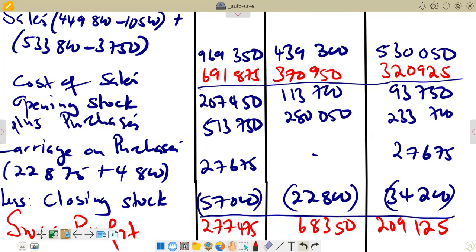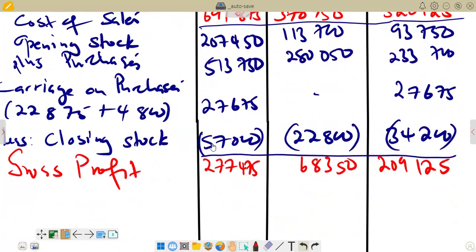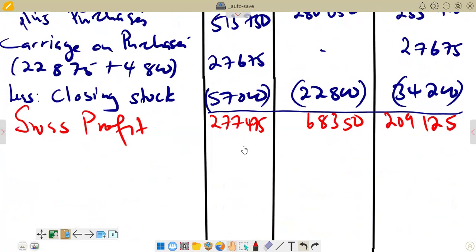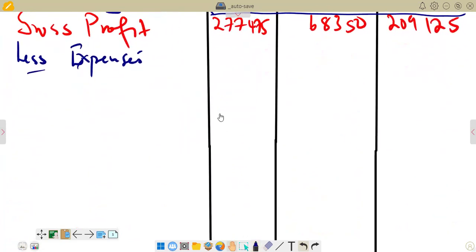After gross profit, we are supposed to less our expenses. So here we are saying less expenses. On less expenses, we are just going to leave it blank as we are going to add all the expenses that we have in the question beneath that. So we can just go back to the nominal account section in the trial balance and see all the expenses that we have in the question.